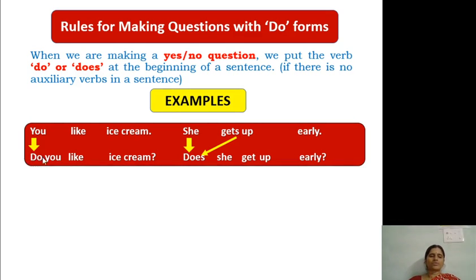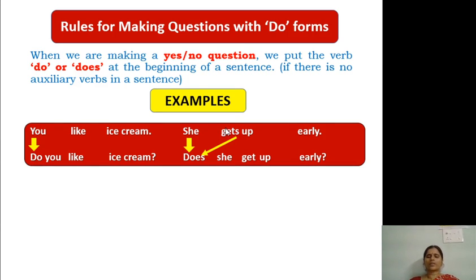So, how to frame a question? We have to make use of do forms. Here, you is the second person, and so I'm using do to frame the question. See, do you like ice cream? So I place a do at the beginning of the sentence, followed by the subject you and the remaining sentence as it is. So to frame a question, we put the do form at the beginning of the sentence.